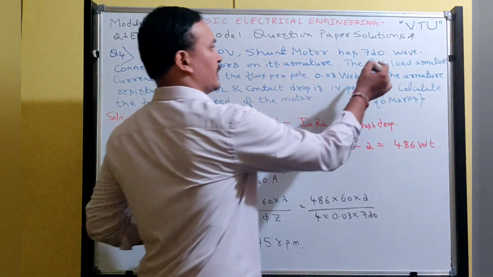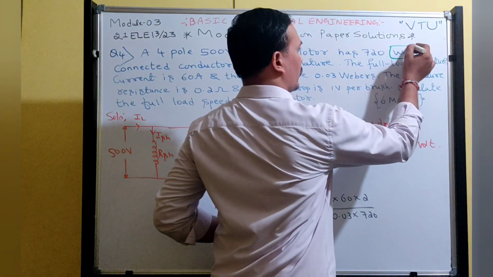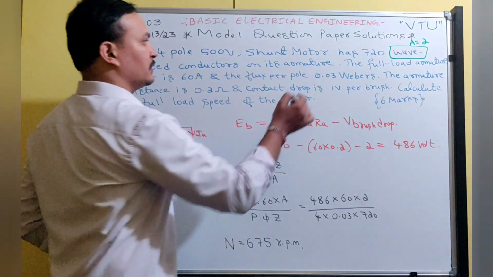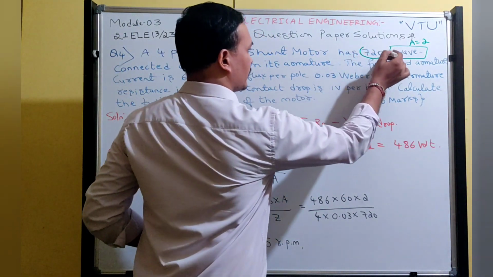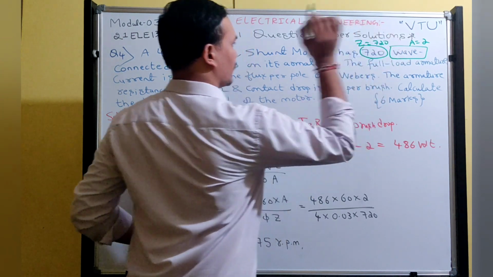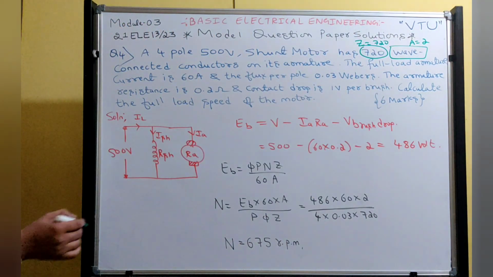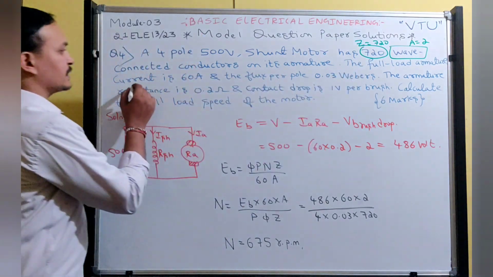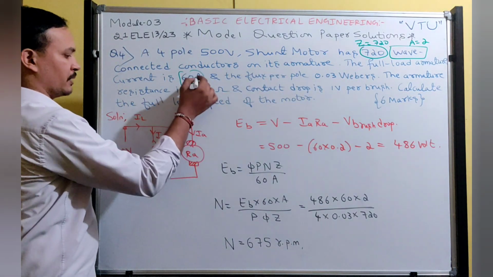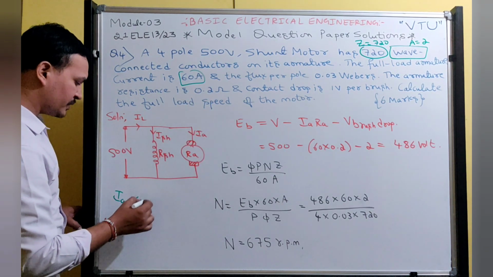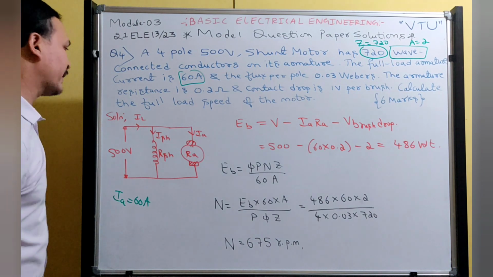See, whenever they give wave connected, what you must take? A value is equal to 2. And now they gave the direct value of Z. Z itself is given, Z is 720 conductors connected in armature. The full load armature current is 60 ampere. So armature current value they already gave. 60 ampere is given. You need not calculate.